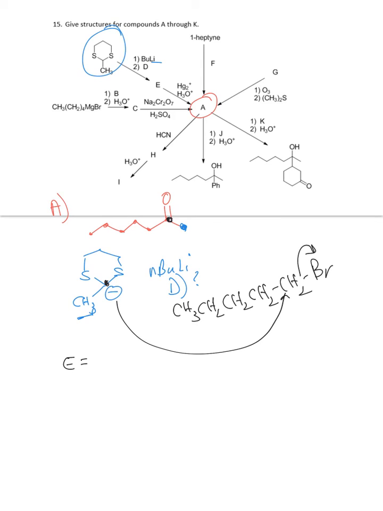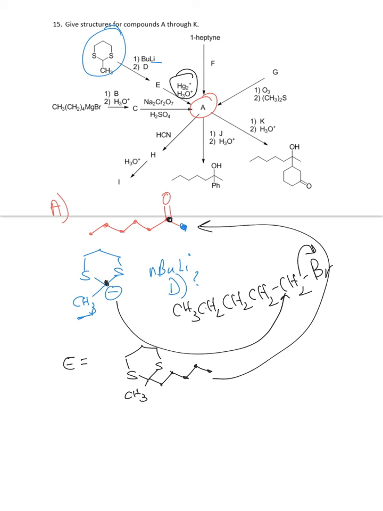So this is structure D. Structure E is going to look like this with the dithiane: CH3, and then 1, 2, 3, 4, 1, 2, 3, 4, 5. Okay, so that's structure E. And then with mercury and acid, you get structure A.